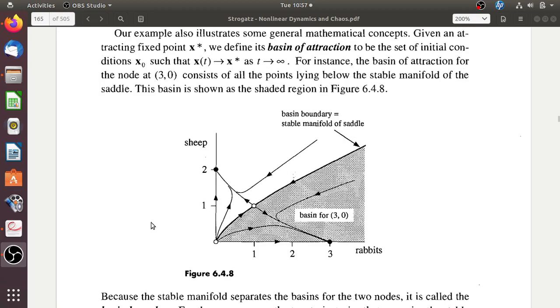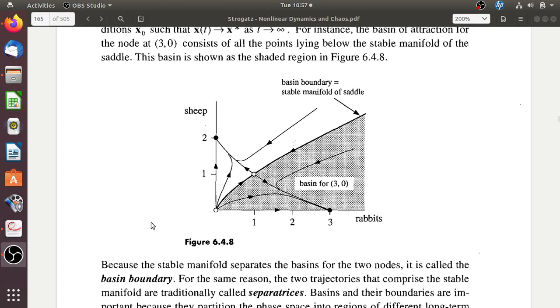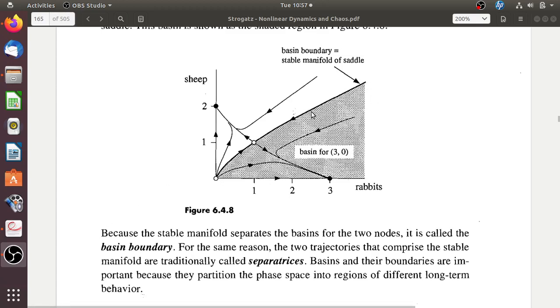So that's an example of population growth, which is represented using a 2D flow system. This stable manifold is also known as the basin boundary, and it is also known as the separatrix. Those are some names. You could easily see that identifying that line is very, very important, because that is going to tell us the fate of the system. So that's very important.